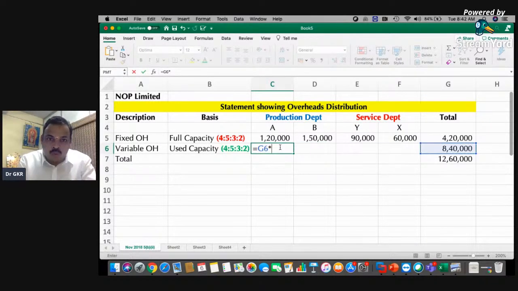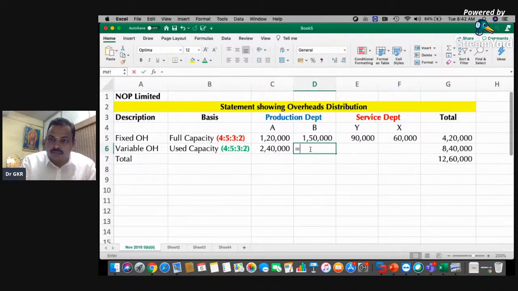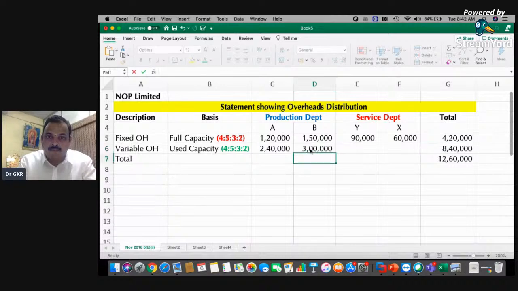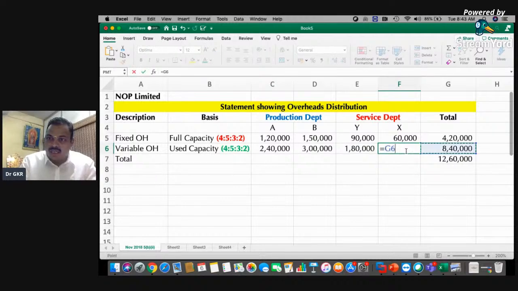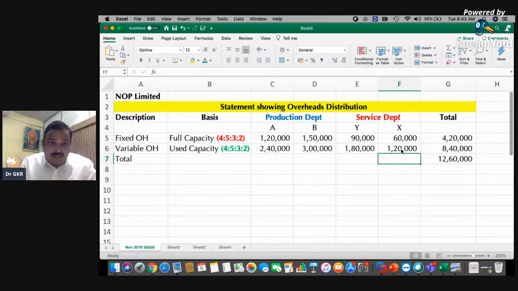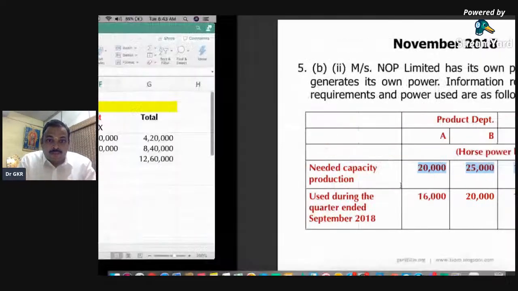So naturally, I will be distributing 8,40,000 into 4/14. Similarly, 8,40,000 into 5/14. Similarly, 8,40,000 into 3/14. 8,40,000 into 2/14. In this question, even though the numbers are different, the ratio is same. So please be careful.